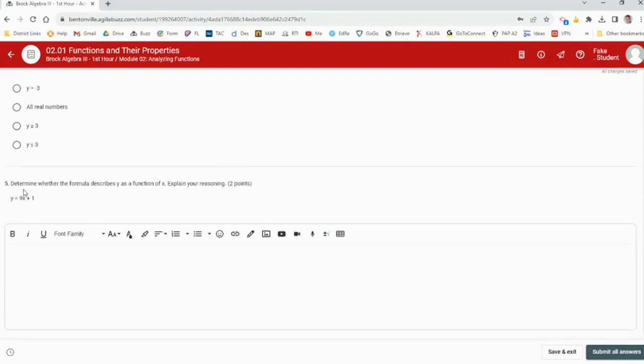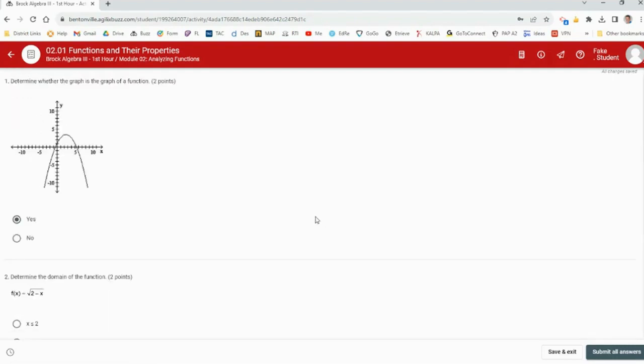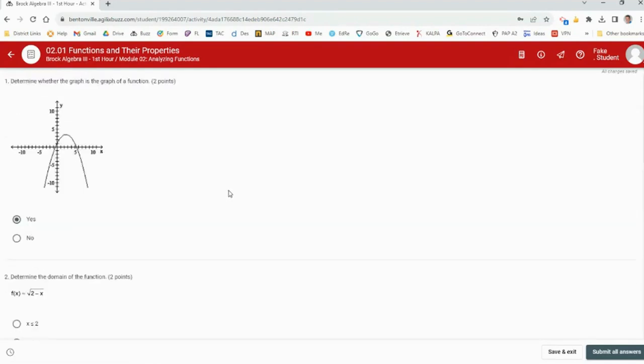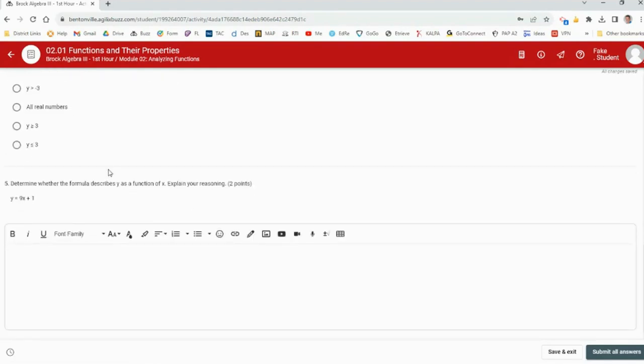And this one, determine whether the formula describes y as a function of x, which just means, is this a function? Is there only one y for every x? y equals 9x plus 1. Explain how you know. Is this a function or is this not a function? Yes, it is because, or no, it's not because. So if you want both points, you need to do the because. This is actually a 20-point assignment, so these points are doubled. This is worth 4 points then. This is a 20-point assignment. 5 questions.